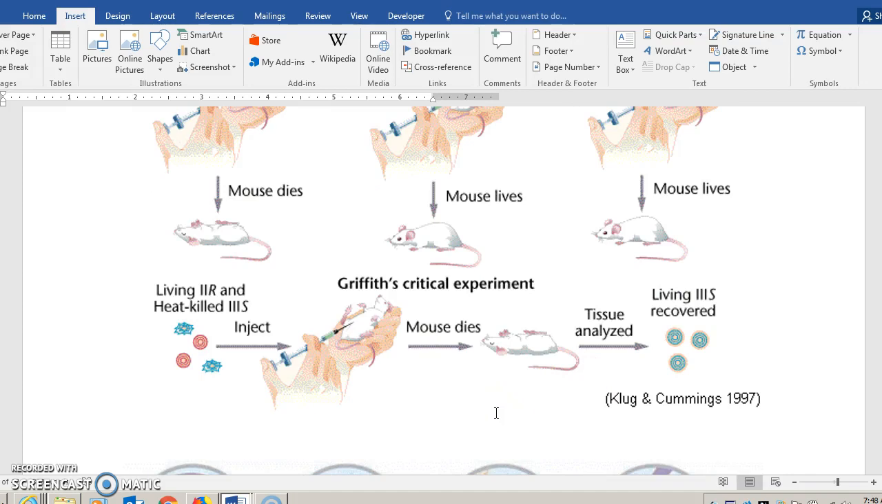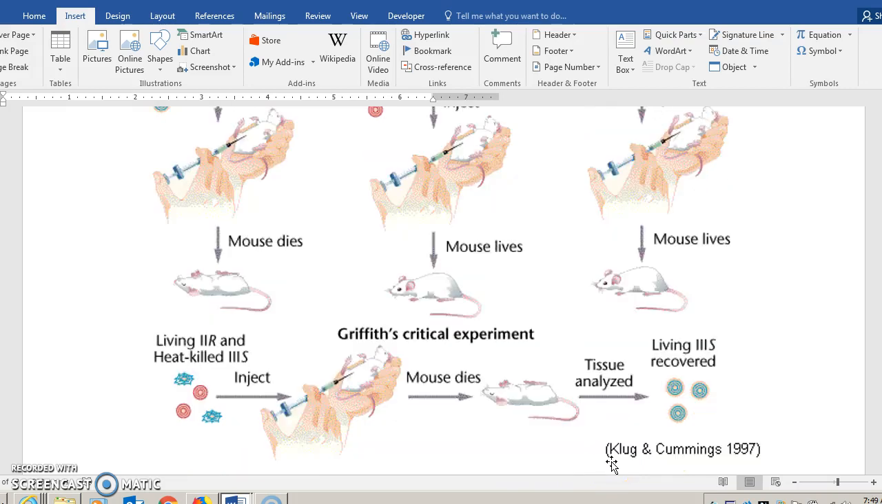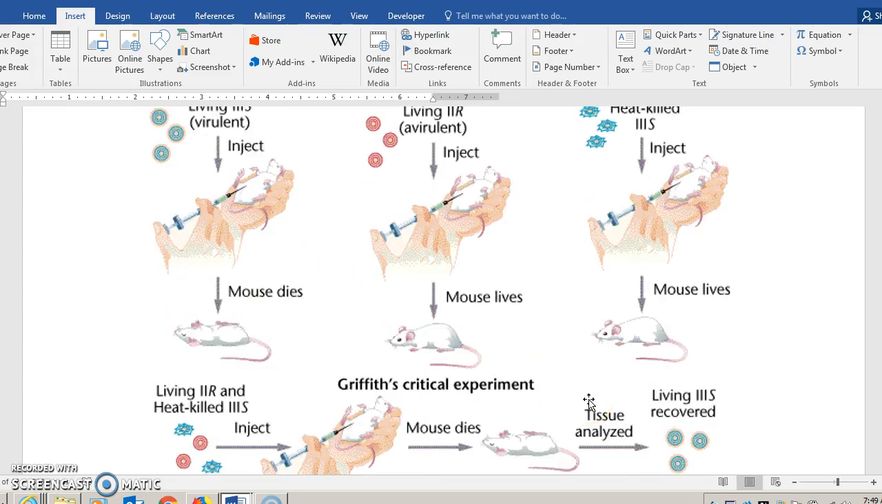But what he found peculiar, it was new to him, was that if he took the living avirulent bacteria and the heat-killed virulent bacteria and injected both of those into the mouse, it died. And when he analyzed the tissue, he looked at the bacteria and looked at the colonies. He found that the bacteria that were recovered were living virulent bacteria. And so the question arises, where did these living virulent bacteria come from? Because the virulent bacteria he injected were dead. What was living were the avirulent bacteria.